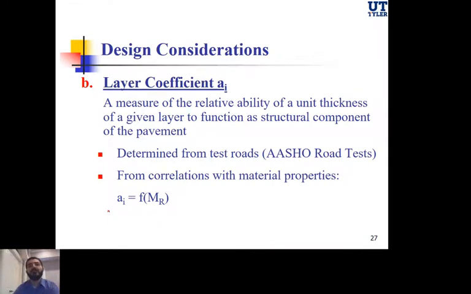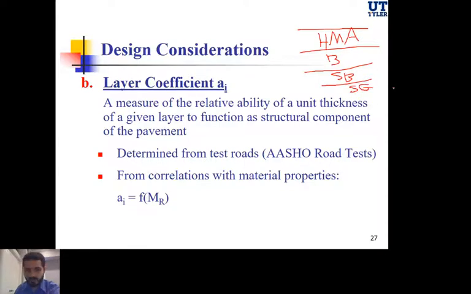Next part of the design consideration is what we call the layer coefficient. Every one of the layers, remember, for any pavement structure, as we talked about last time, we have the top layer, the HMA, the hot mix asphalt. On top of this, we have a base, and then we may have a sub base, and all this on top of the subgrade, which is the technical word for the soil. So each one of these layers has a layer coefficient in the pavement design procedure.